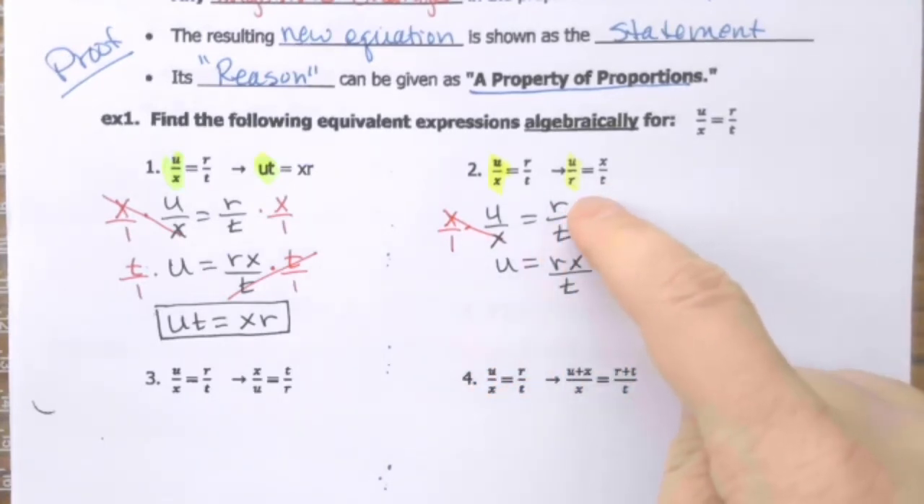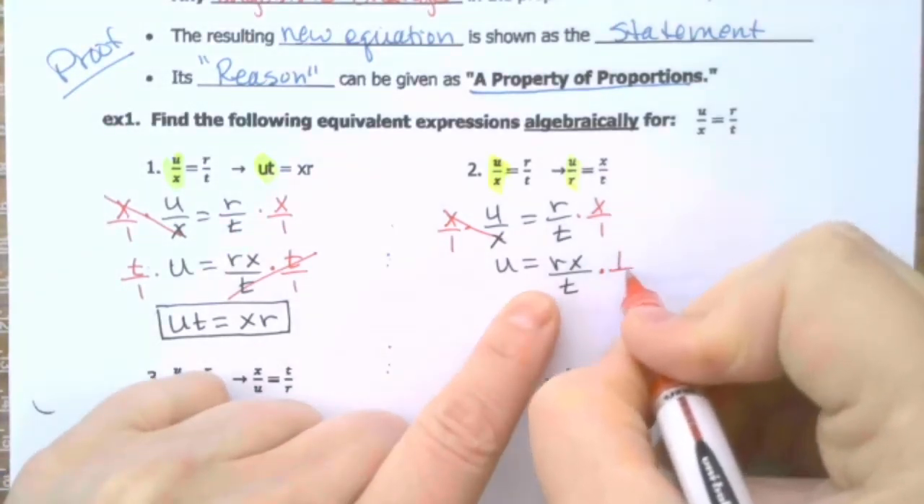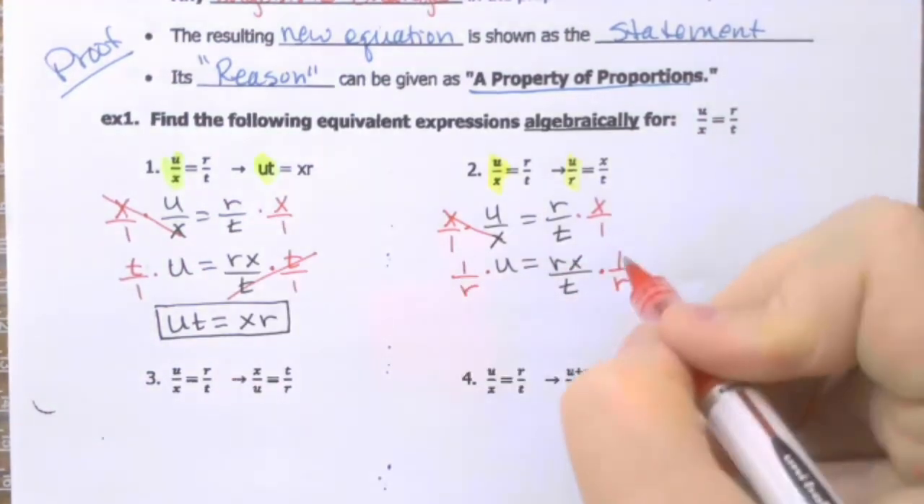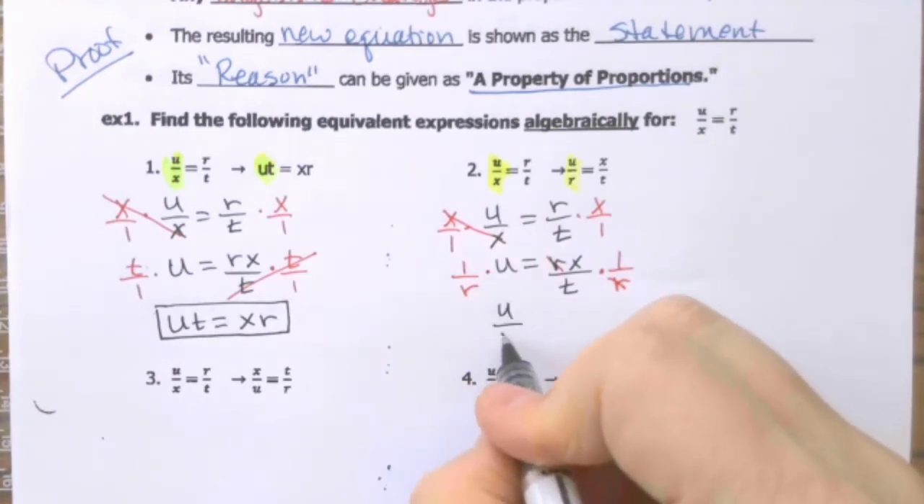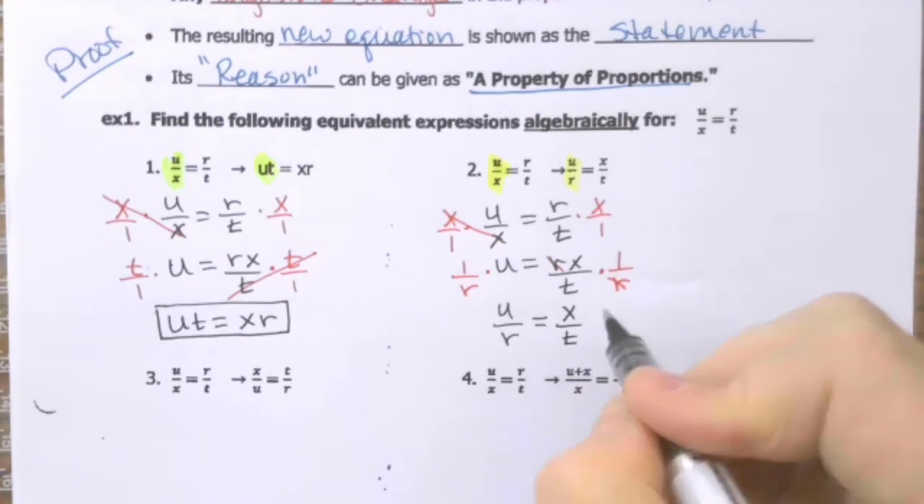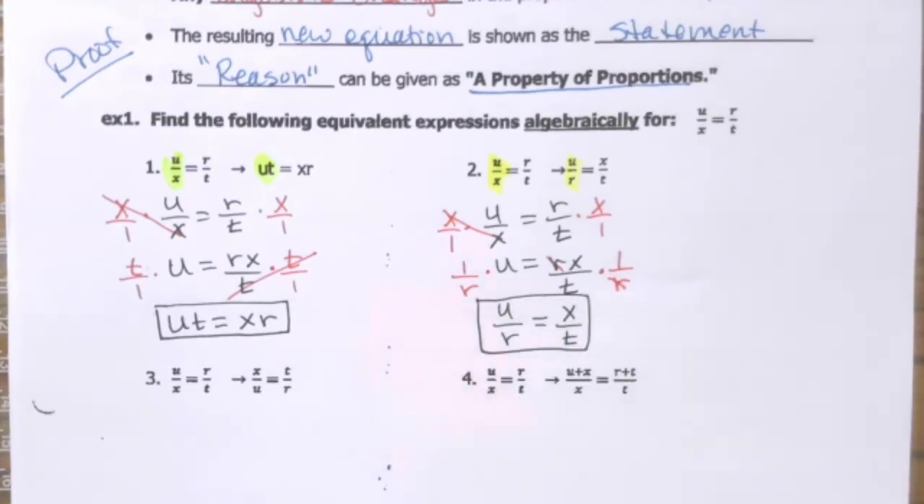I want it to be over an r. So I'm going to multiply by the reciprocal of r, 1 over r, on both sides. The r's on the right cancel. And I have u over r on the left, which is what I wanted, and that equals x over t. There's our second property.